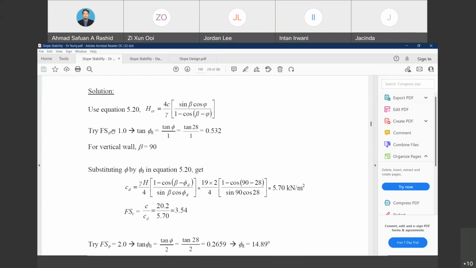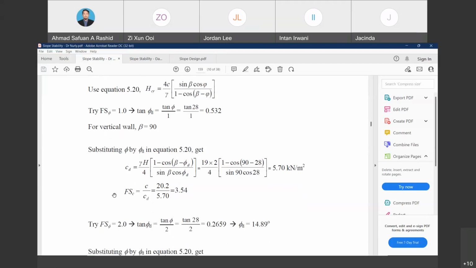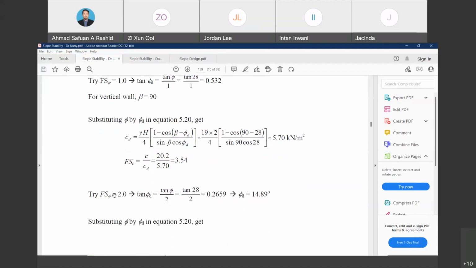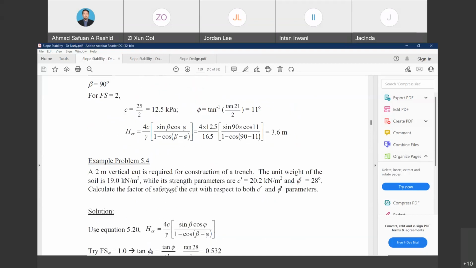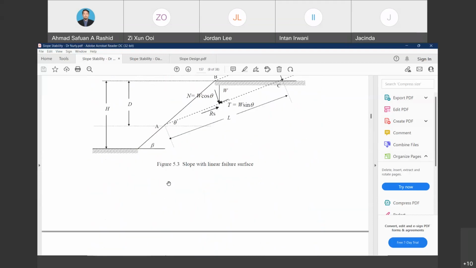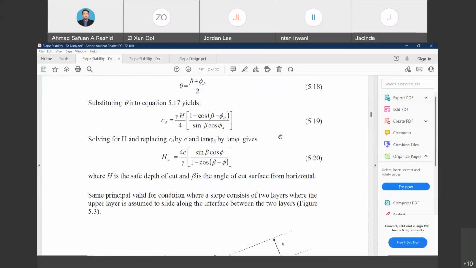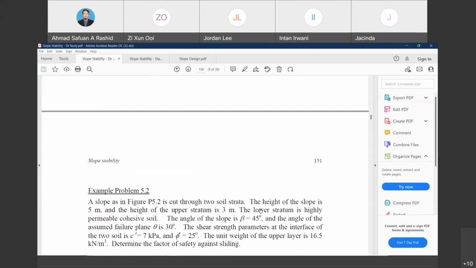So in that case, we need to do another trial. For the second trial, the FSV is equal to 2.0. Then determine the phi value that we use to include in the 5.19 equation. So then we obtain 14.89. Okay, so this is not 5.20, this is 5.19. We use this equation, 5.19, not 5.20.